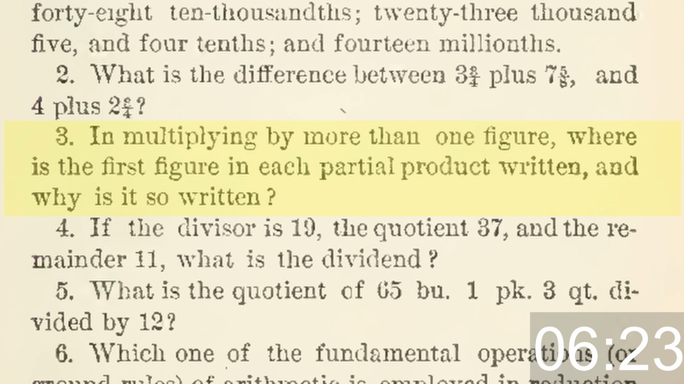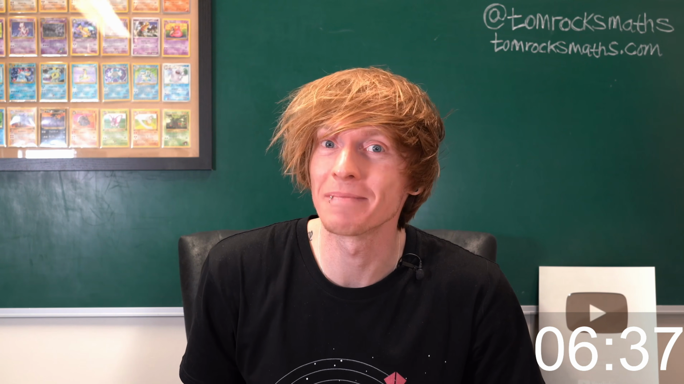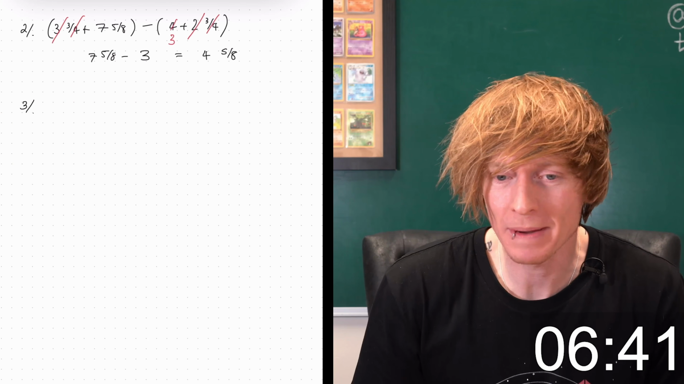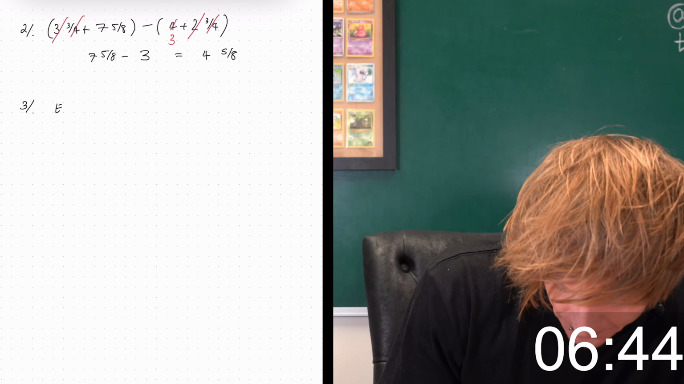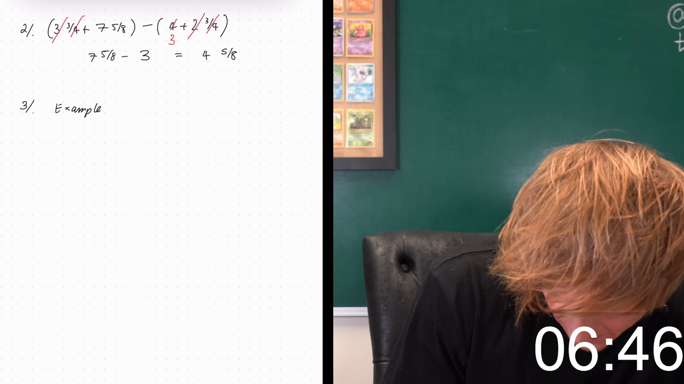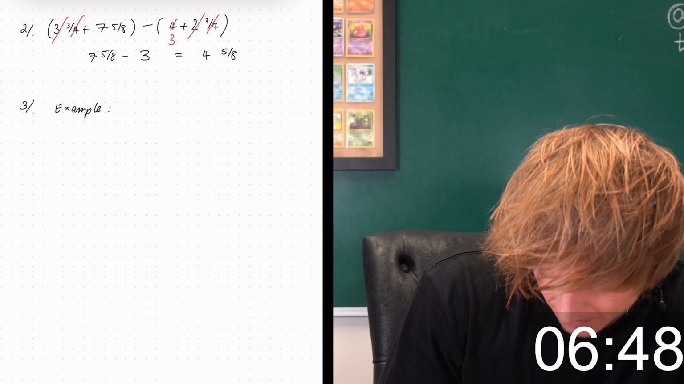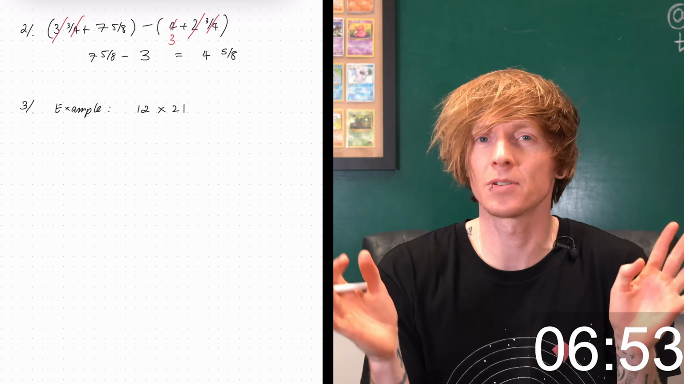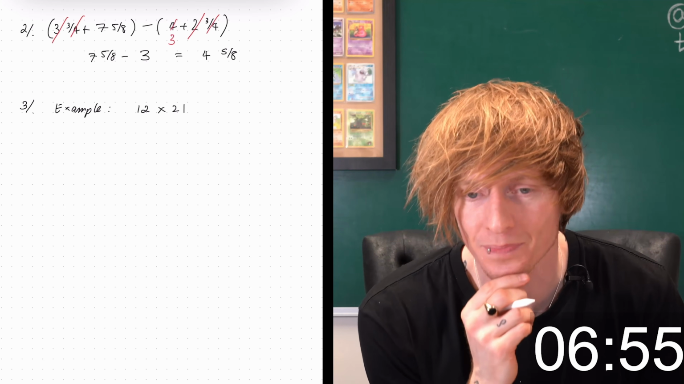Question 3. In multiplying by more than one figure, where is the first figure in each partial product written? And why is it so written? Is this asking me to describe long multiplication? I'm going to just describe long multiplication, I guess. Let's do an example, like 12 times 21. I could do this easily, but let's do it using long multiplication.